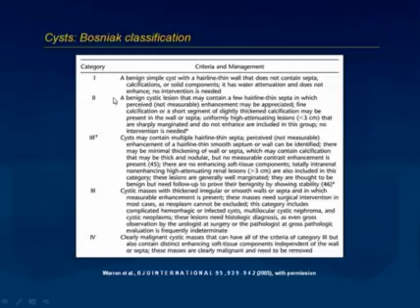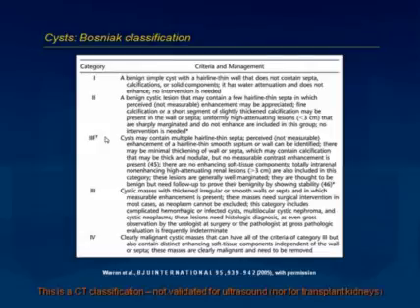The classifications in between, from 2 to 2F to 3, are somewhat more controversial, and it's probably fair to say that even seasoned ultrasound practitioners may find it difficult to differentiate between a class 2 and a 2F lesion. Part of the controversy stems from the fact that this classification is actually not an ultrasound-based classification. It is, in its very roots, a CT-based classification. So it's not validated for ultrasound, nor for that matter for transplant renal ultrasound.